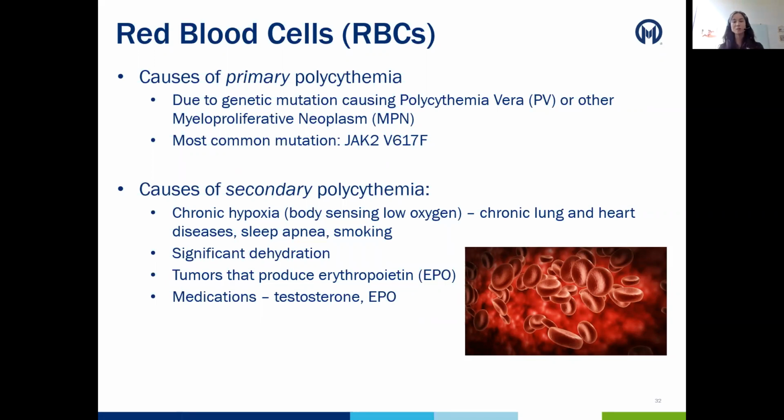We can also see this if people are significantly dehydrated, so all the blood counts become more concentrated and look higher than normal. Also, in rare instances, we can see tumors that actually produce EPO, that hormone that helps us to make red blood cells. Some tumors in a paraneoplastic syndrome can actually make that hormone itself and cause the red blood cells to go high, especially in kidney cancers. And then different medications. People who are on testosterone supplementation, or if they're on EPO injections, that can also cause red blood cells to go high.